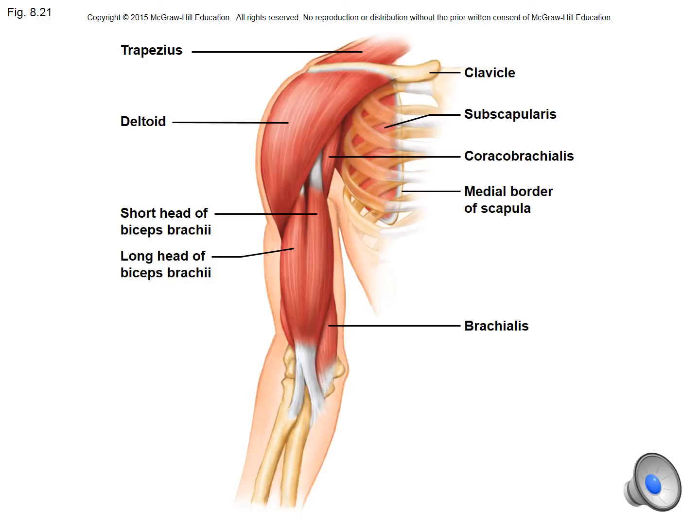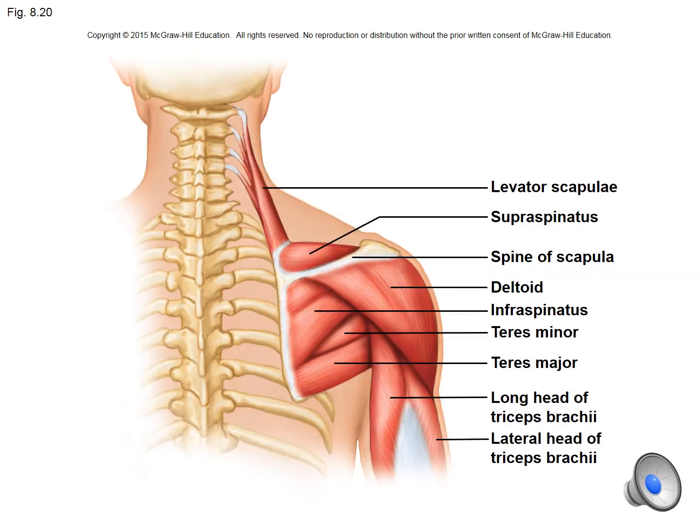Your coracobrachialis is an important muscle to help with flexion of the arm as well. And then we've looked at the biceps and the deltoid. So here is that image with these muscles labeled again. I want you to again be familiar with your levator scapulae, your supraspinatus, your infraspinatus, your deltoid.